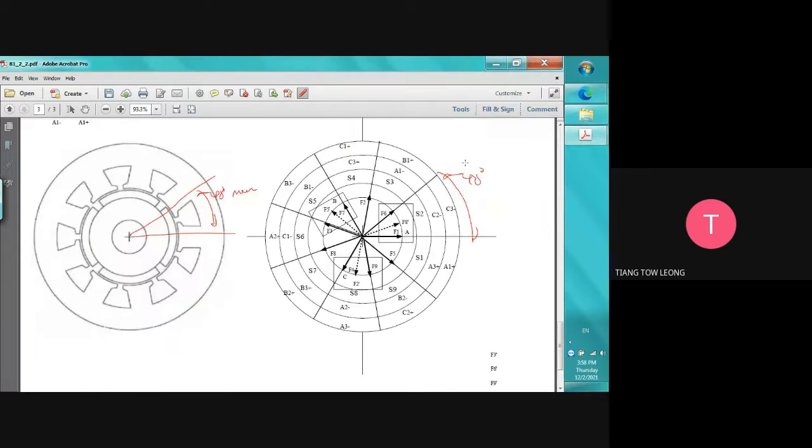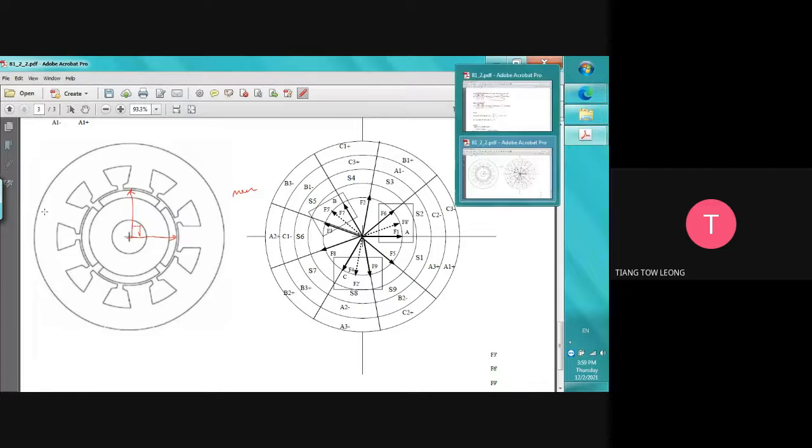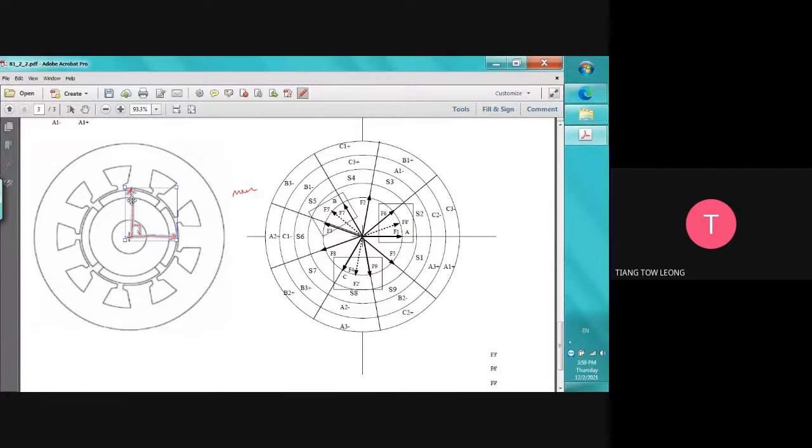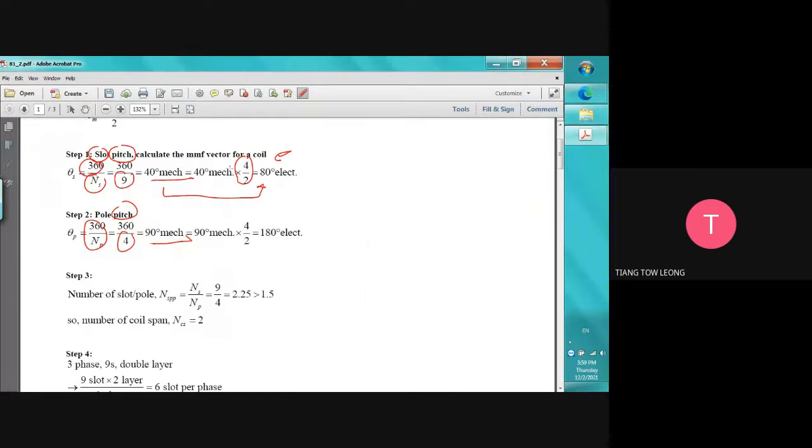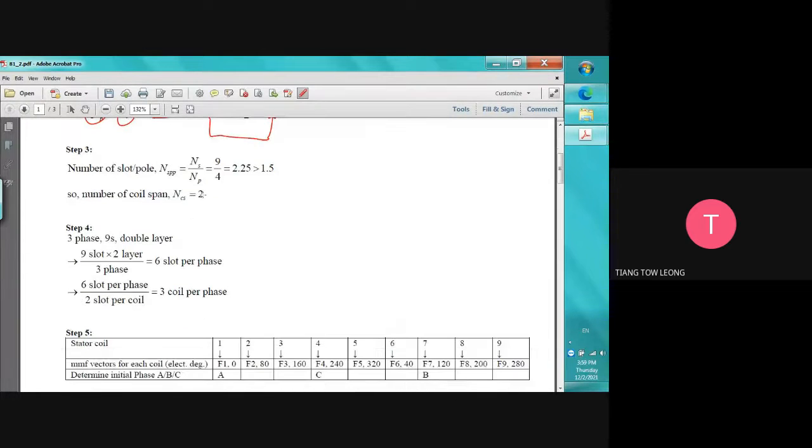So have a look. This is the center, so 90 mechanical degree. It means from here to here is 90 degrees. Just now, 40 degrees was from here to here, not from here to here. So we also convert to electrical degree. It is 180 electrical degree, times pole pair.